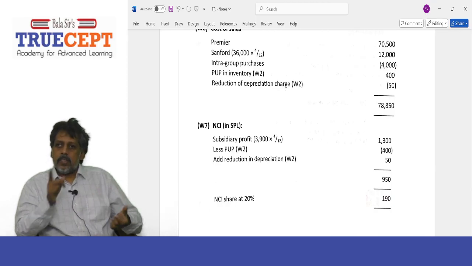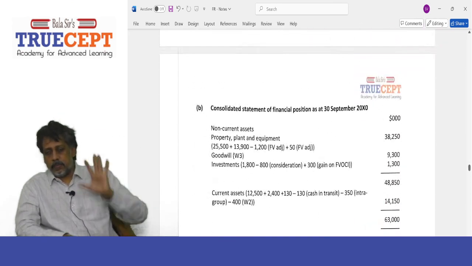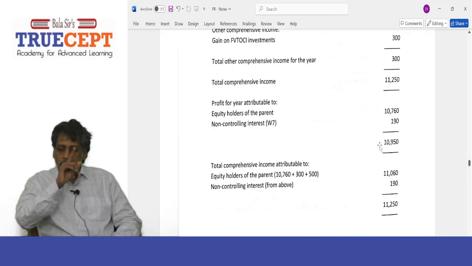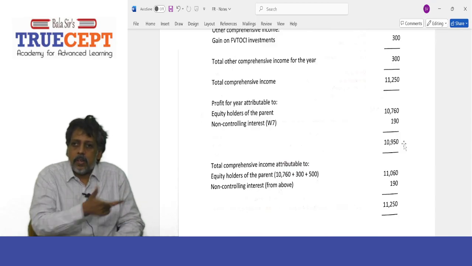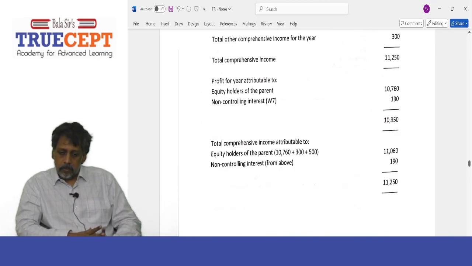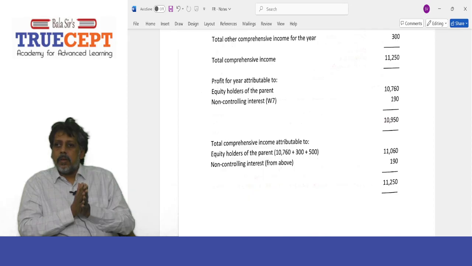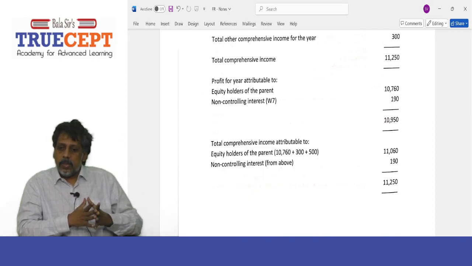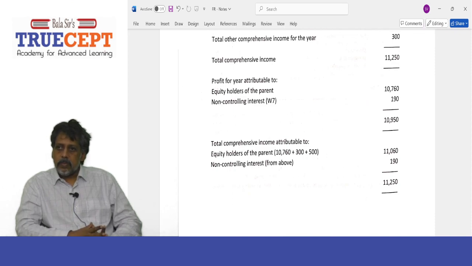Now tell me, what is 10,950 minus 190? It is 10,760. So please remember the profit attributable to the parent entity can be kept as a balancing figure. 10,950 minus 190 is 10,760. Next, total comprehensive income attributable to equity holders of the parent. It is 10,760 plus 300, plus 500.